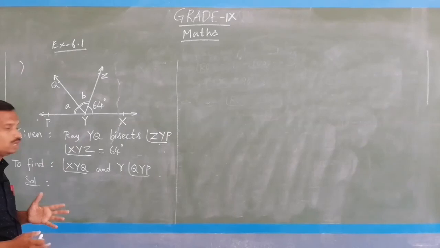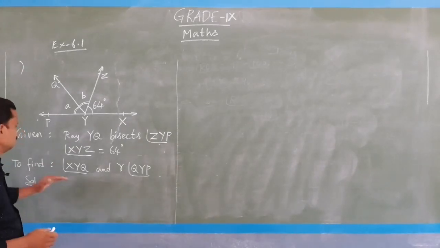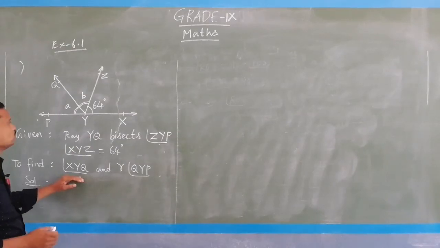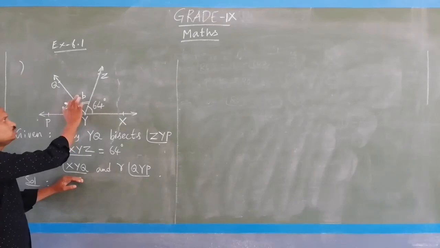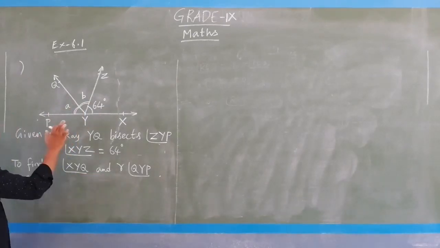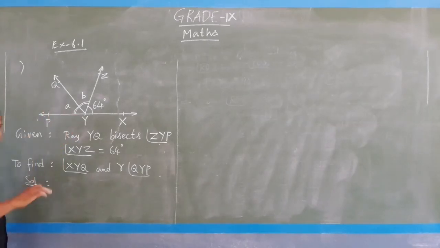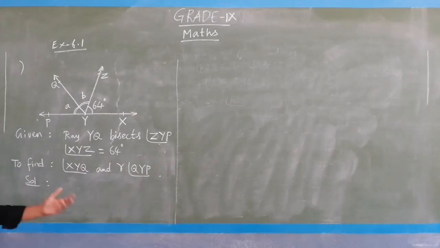Okay. So the diagram also we have to do, and after that they are asking to find the angle XYQ. XYQ, how do you get it? If you add these two, we can get XYQ, and then the reflex of QYP. After finding QYP, then you can find the reflex of QYP. You do it by yourself or you try, but I am doing it now.